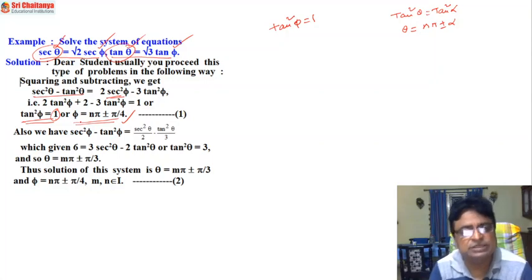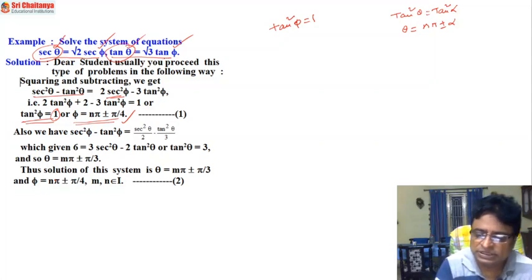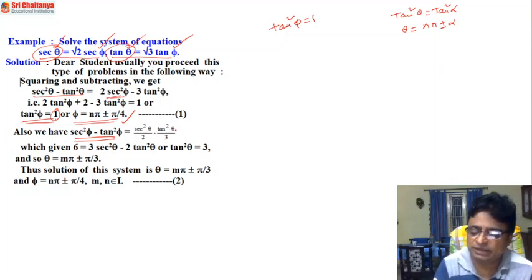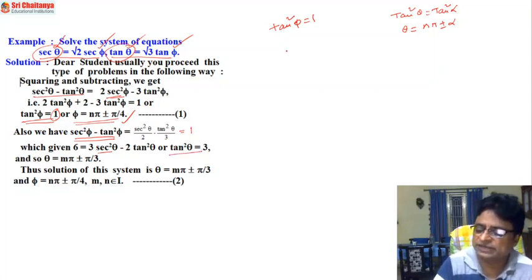Now the same strategy I am applying for elimination of phi. Again I can get secant phi and tan phi from the equations. Secant square phi minus tan square phi is equal to 1. What is secant phi? Secant phi from this equation is secant theta by root 2. Tan phi is tan theta by root 3. So squaring and subtracting these two, I will get secant square theta by 2 minus tan square theta by 3 equal to 1. And again replace secant square with 1 plus tan square. Therefore we get tan square theta is equal to 3.